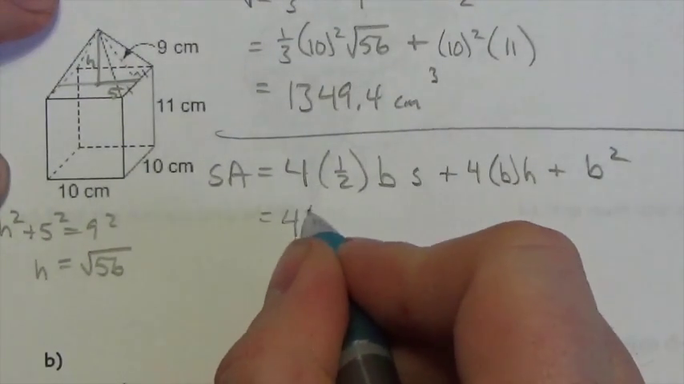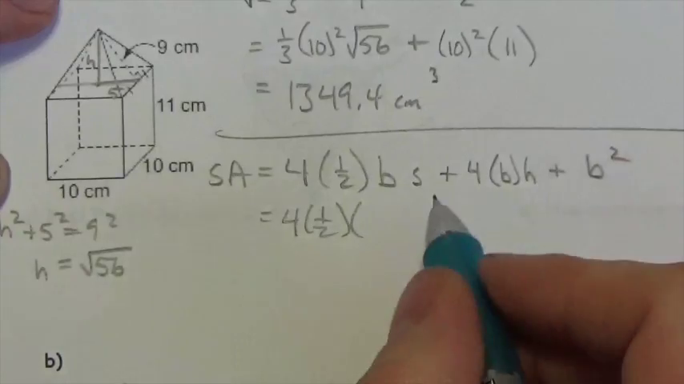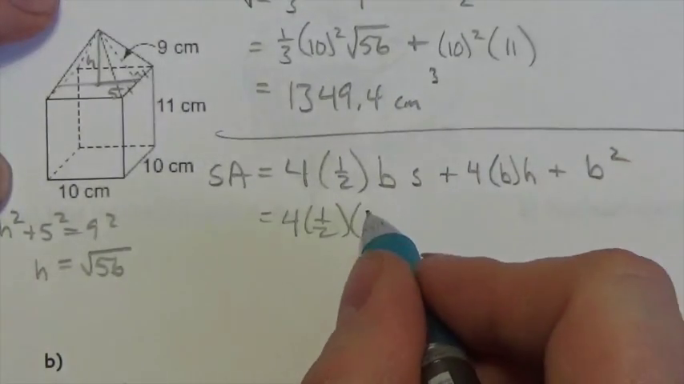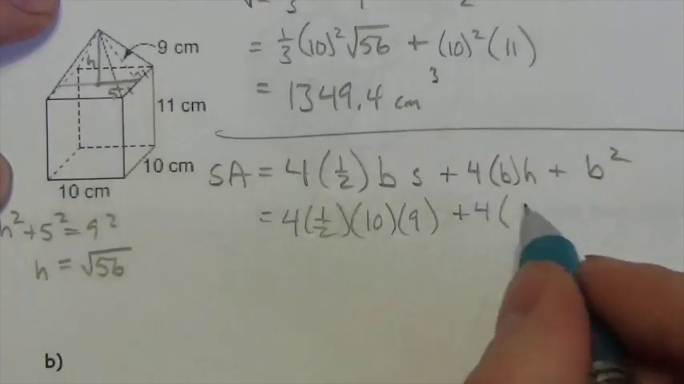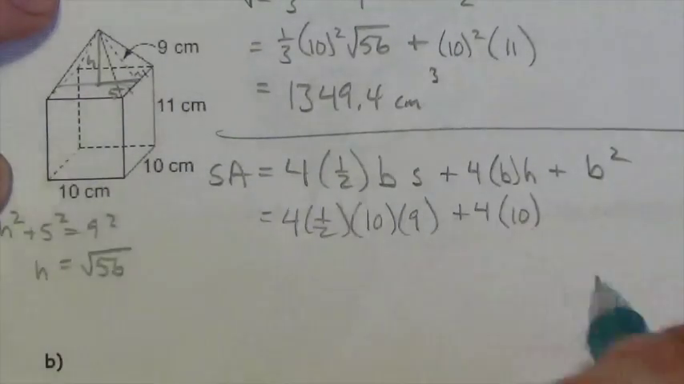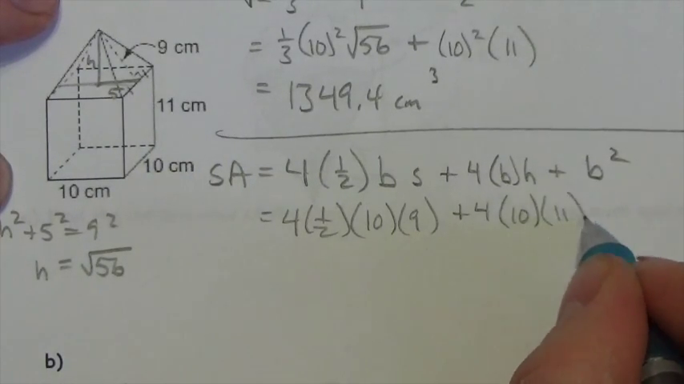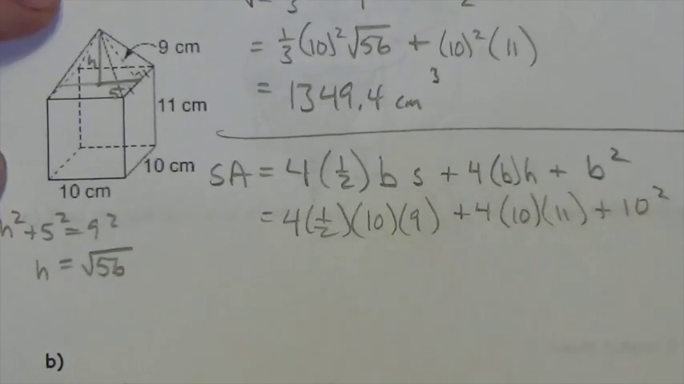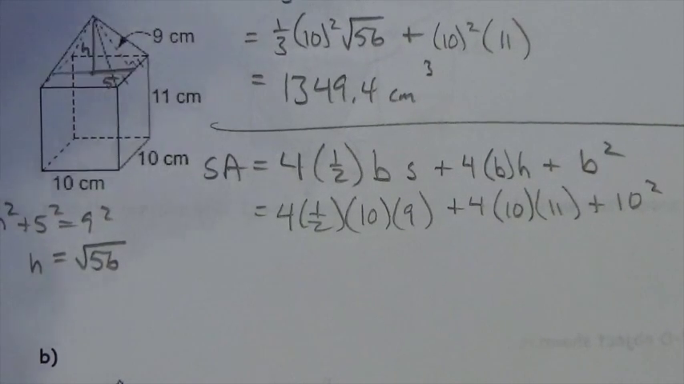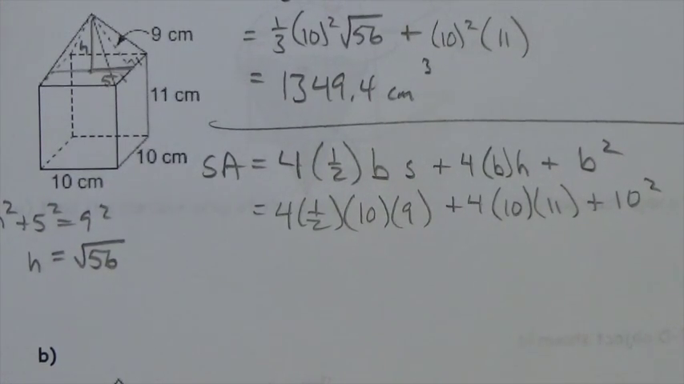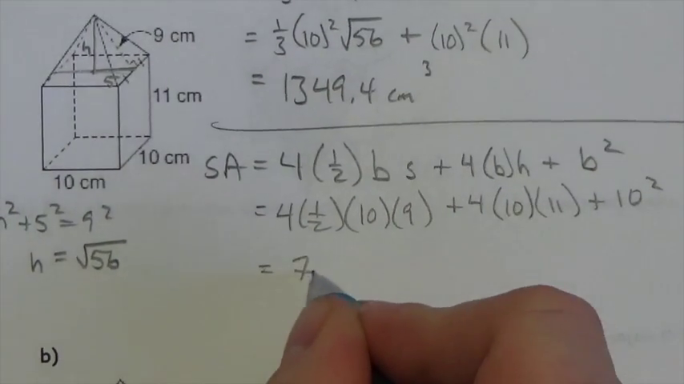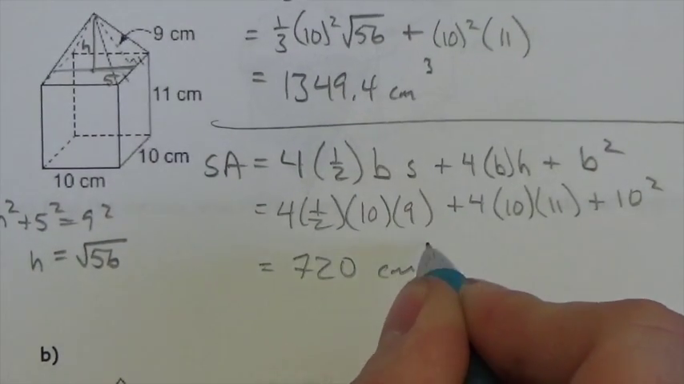we go. So this will be 4 times 1/2. I know I could have simplified that anyway. The base of each of those triangles is going to be 10, and the slant height is 9. The base for each of those rectangles will be 10, the height would be 11, and then the base there is 10, so 10 squared. And so we'll just enter that all in. So we've got 2 times 10 times 9 plus 4 times 10 times 11 plus 100. And we get that it's got a surface area of 720 centimeters squared.